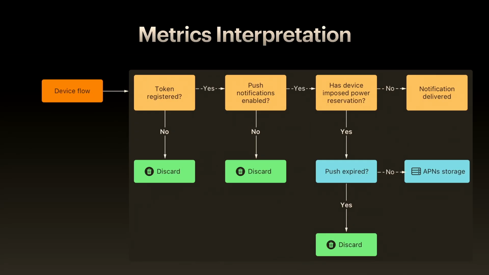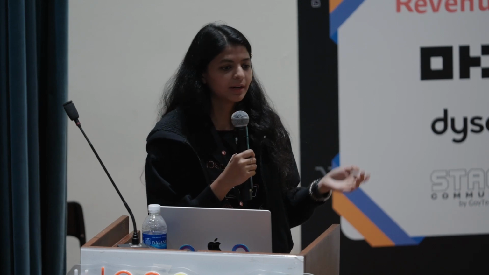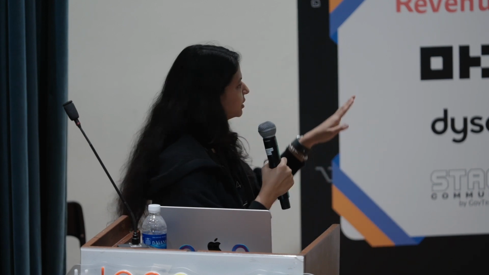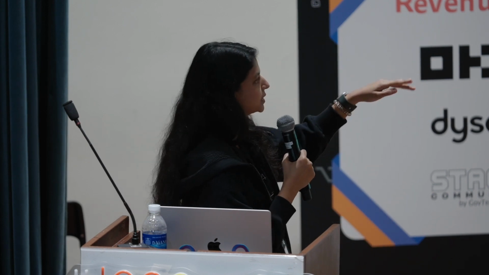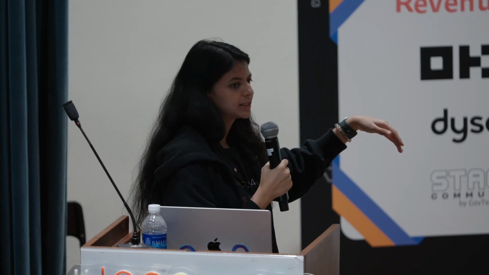Next, if we validate the token is correct, it is registered, we next check for push notification settings. We see if the user had granted the permission. We have to check this again because users can anytime go to your app settings in the settings section and then just disable receiving notifications. So next filterings happen here. If it is disabled, it gets discarded.